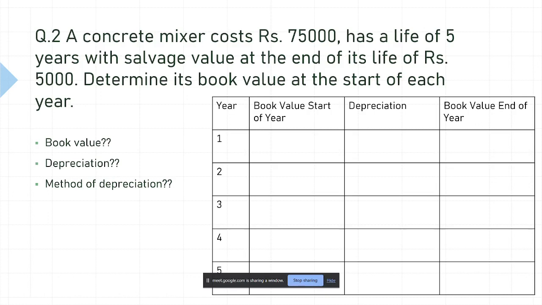Next question is: a concrete mixer costs ₹75,000, has a life of 5 years with salvage value at the end of its life of ₹5,000. Determine its book value at the start of each year. Now my question to you guys is, what is the book value?